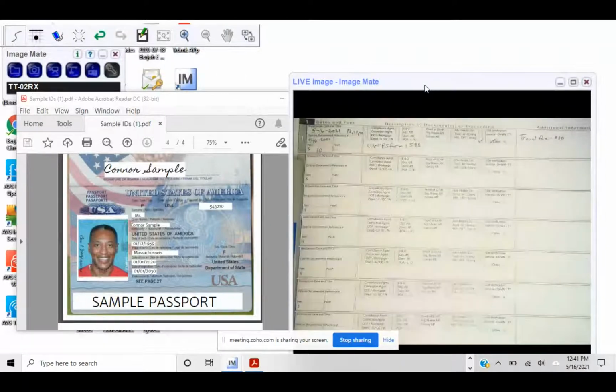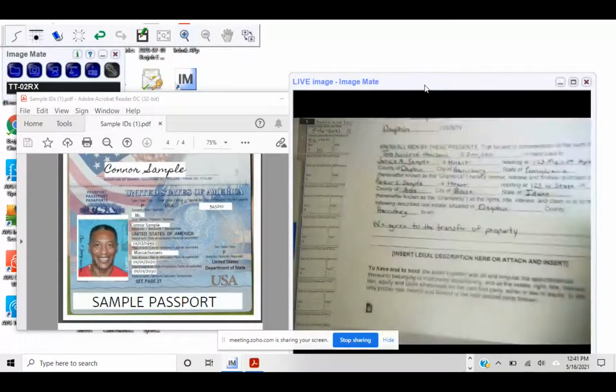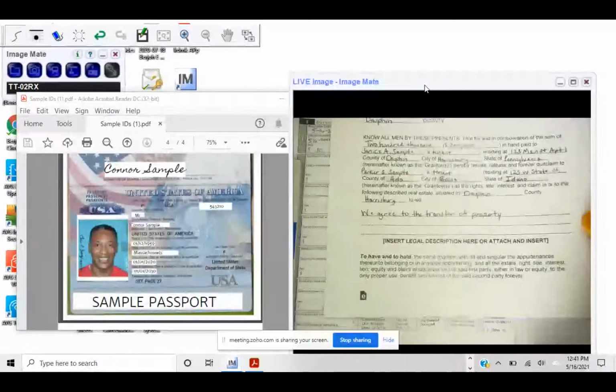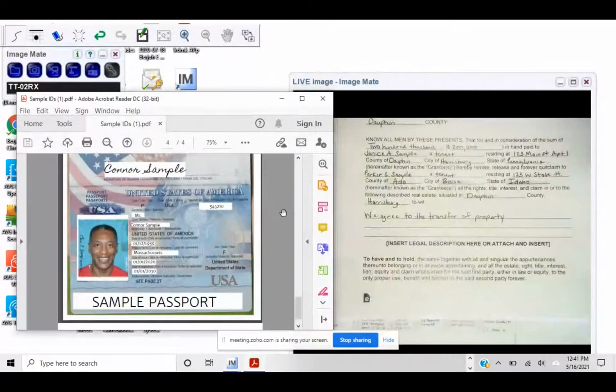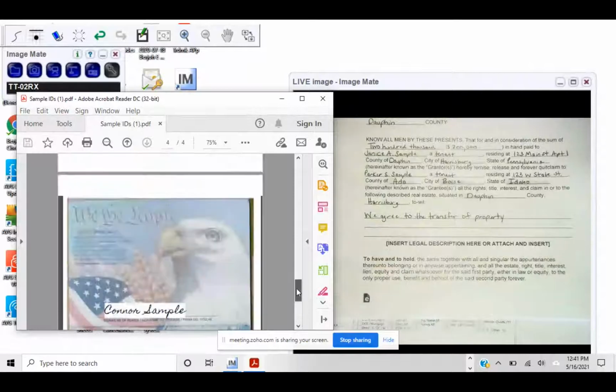All right, notarization number 2. We're going to be doing our quitclaim deed. So go ahead and pull that up. Okay, for the quitclaim deed, the person's name on here is who? Janice. So let me find Janice here. All right.